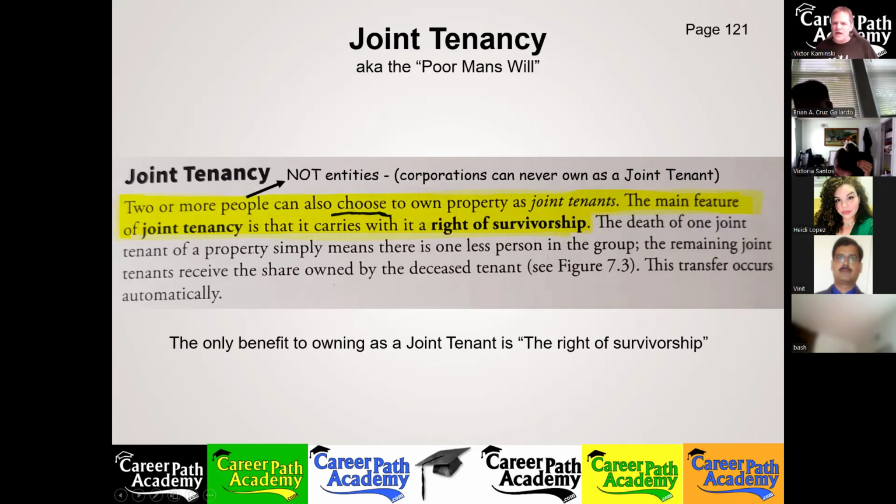Well, what is the right of survivorship? It's when one of the co-owners dies, the surviving remaining co-owners will automatically equally split the ownership of the owner who had died.